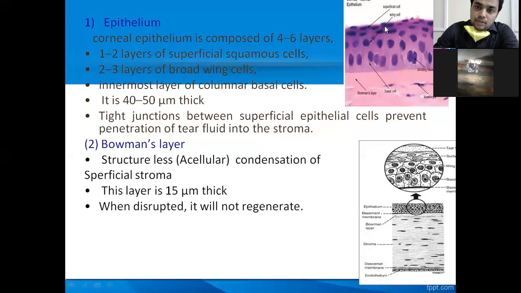In the epithelium, there are tight junctions between the superficial epithelial cells, which prevent the penetration of tear film into the stroma. This helps in maintaining the transparency of the cornea by preventing the entry of fluid into the epithelial cells. So basically, the epithelium is multi-layered. Anteriorly it consists of squamous cells, intermediate wing-shaped cells, and innermost columnar cells.